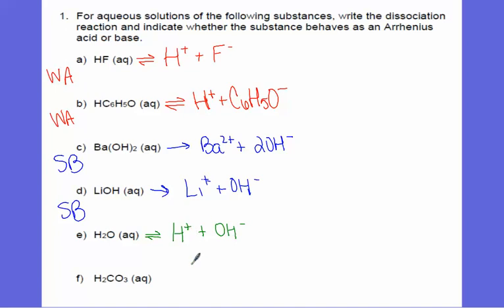So water we know to have what pH typically? 7, which means it is neutral. Water is neutral. pH less than 7, it's acidic. Greater than 7, it's basic. If it's exactly 7, it's neutral.